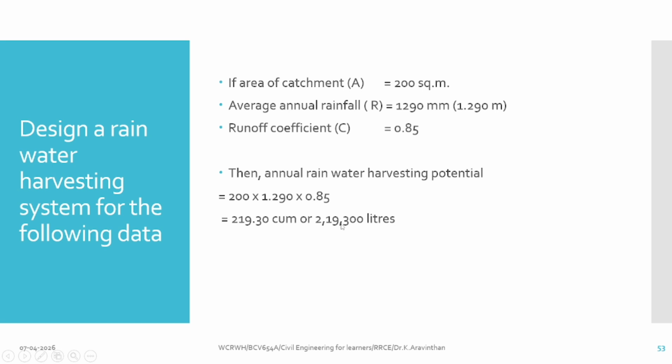or 2,19,300 liters of water we are getting through this rainwater harvesting system. We can collect this much amount of water. Now this is not per month, this is throughout the year. You are constantly collecting the water and storing it in a single container.